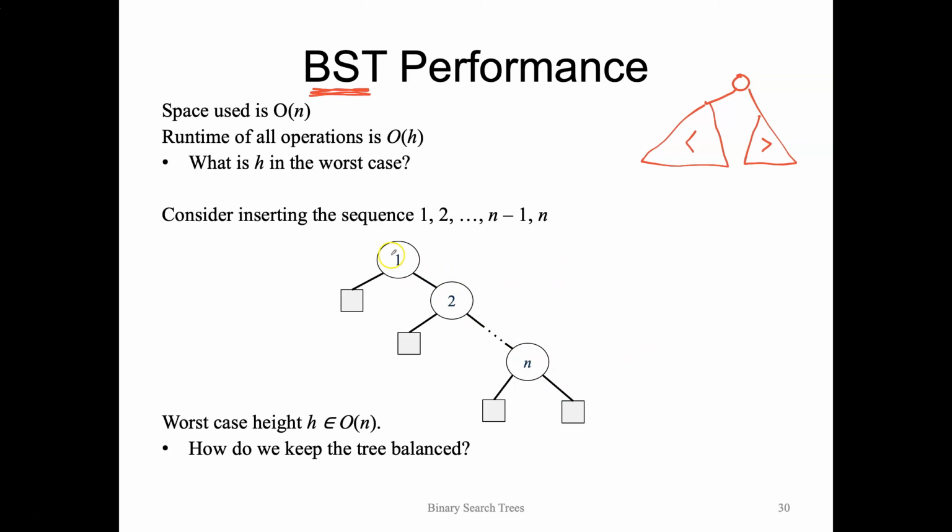If we insert the sequence 1, 2, 3, 4, 5 all the way up until n, then every time we insert an item, it's going to go in the rightmost subtree. And then in that case, the height of our tree h would be as large as however many elements we have. Which means that the runtime of all of the operations in a binary search tree is big O of n, because our height is as large as n.